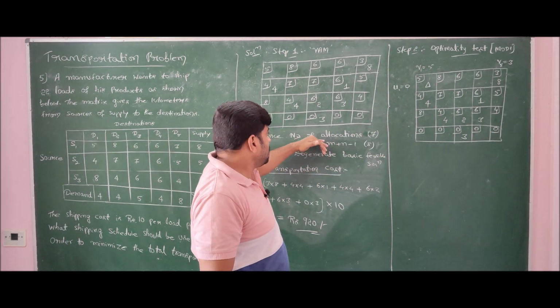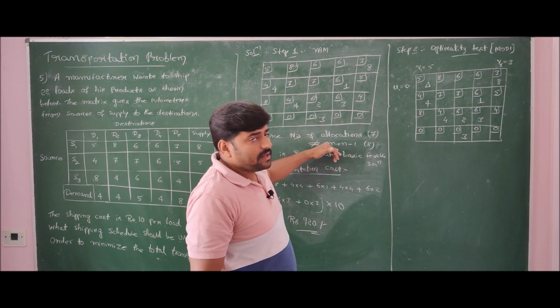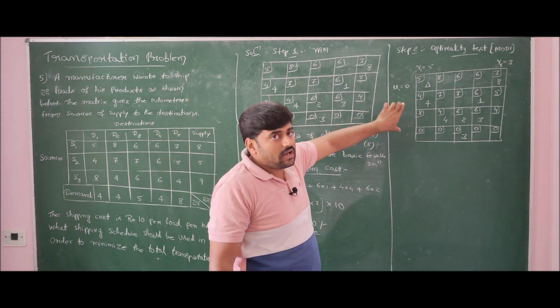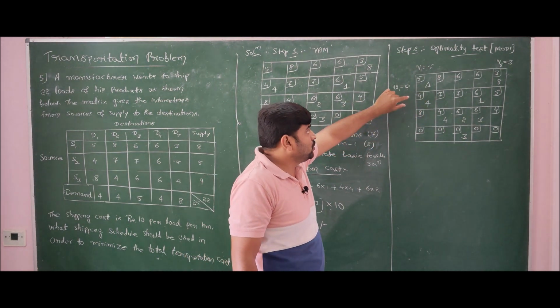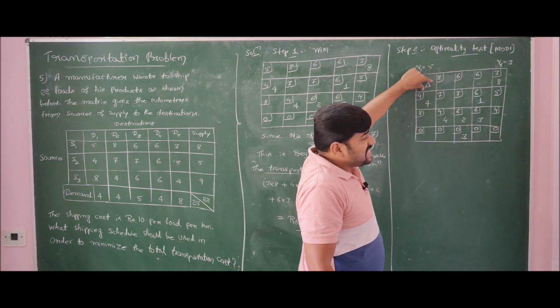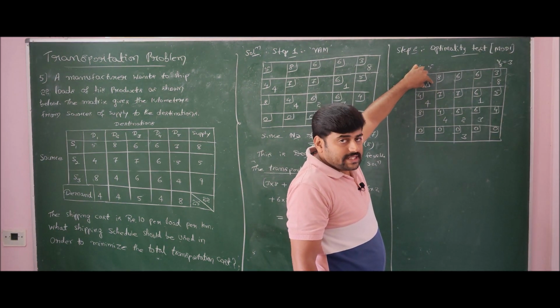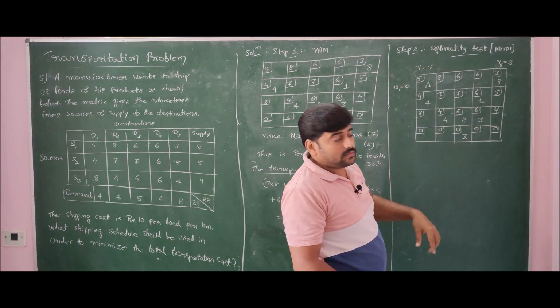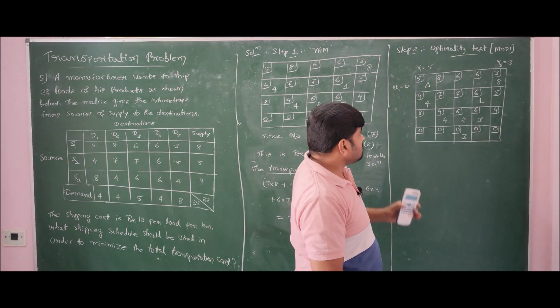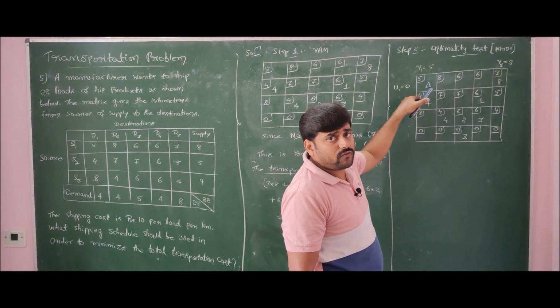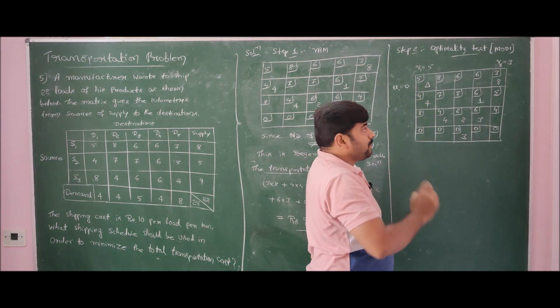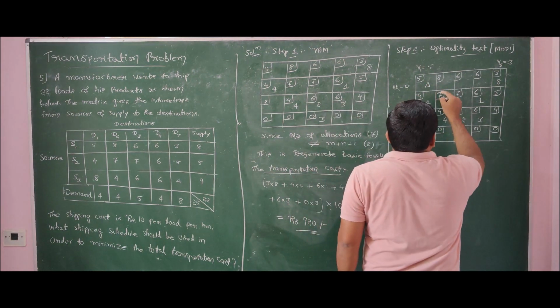Whenever the number of allocations is less than m plus n minus 1, we cannot find all the values of u's and v's. In such cases you should use a very small value called delta or epsilon, whose value is 0, to break the loop, to break the degeneracy, such that the placement should not form any loop. Clear? So now move forward.